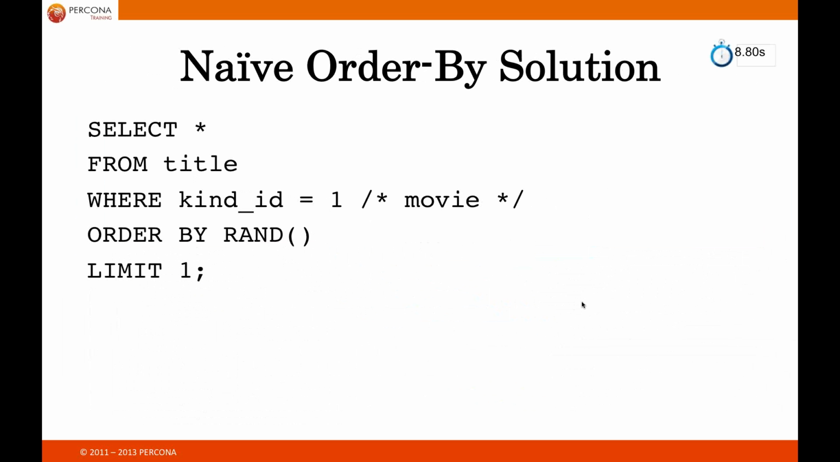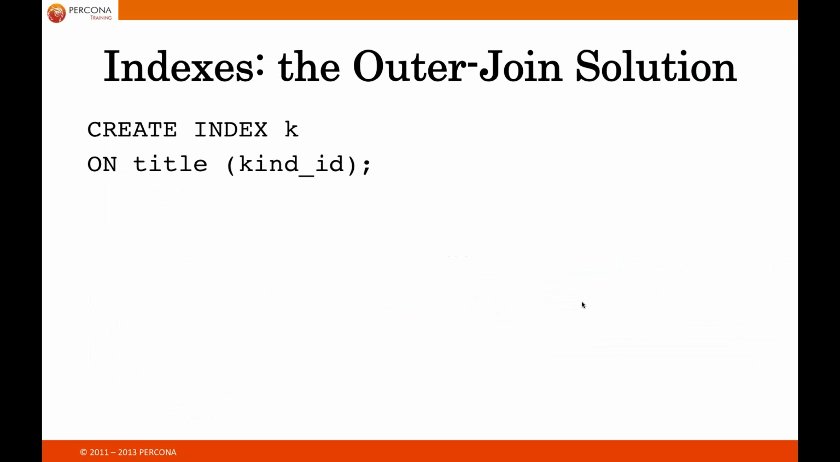The problem is it runs in a very slow performance. The larger your table, the worse it gets. Notice the stopwatch says 8.80 seconds. Even if I restrict the rows to just those that are movies using an index on the kind ID column, it will sort fewer rows than the entire table. It will exclude television shows and video games, but it's still going to do a lot of work.